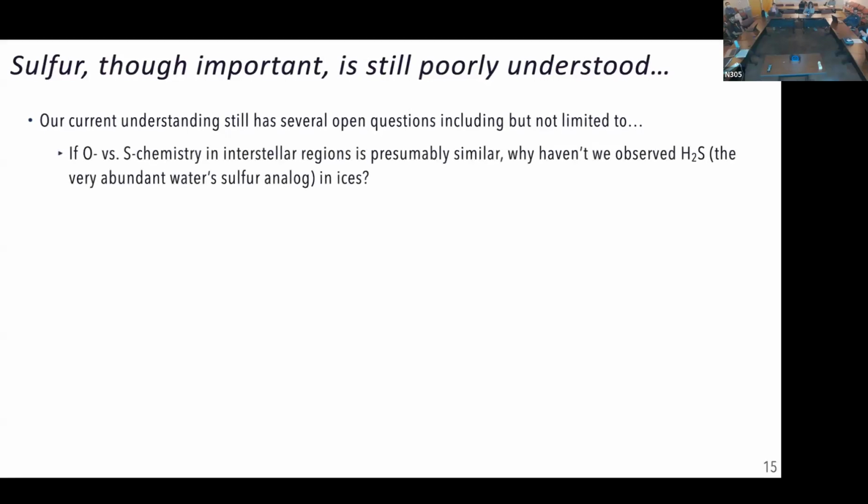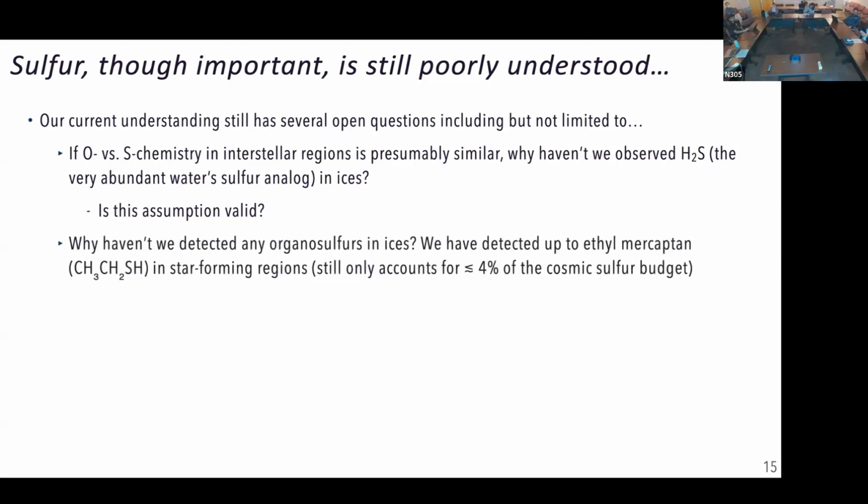If this is similar, why haven't we observed H2S, which is the water sulfur analog? That's really surprising because we know that this is common in comets. So this raises the question: is this assumption even valid? Why haven't we detected any organosulfur in ices?